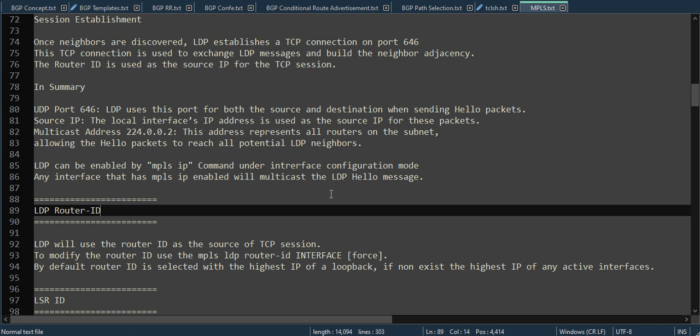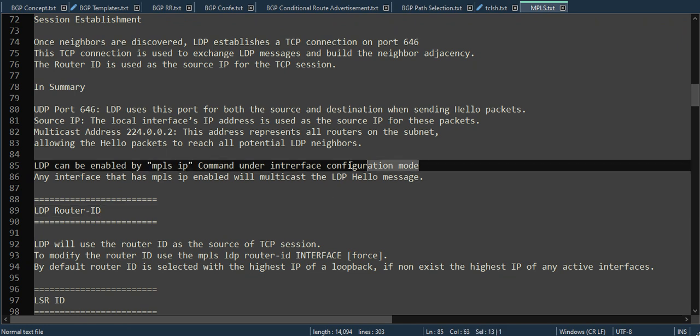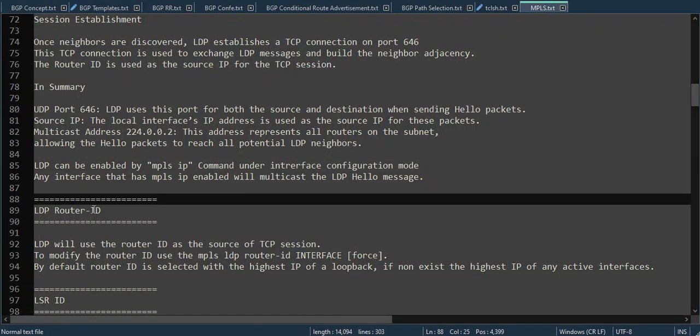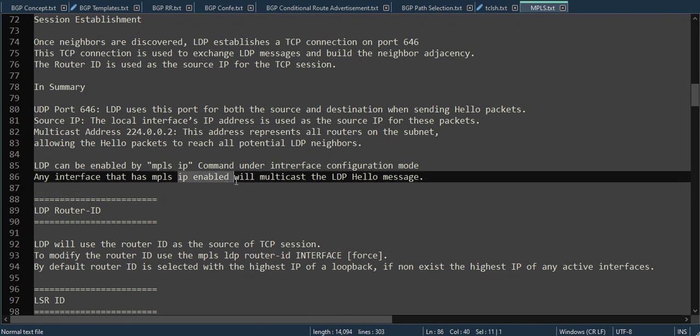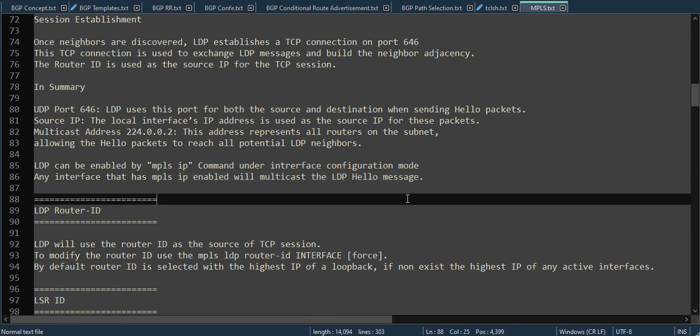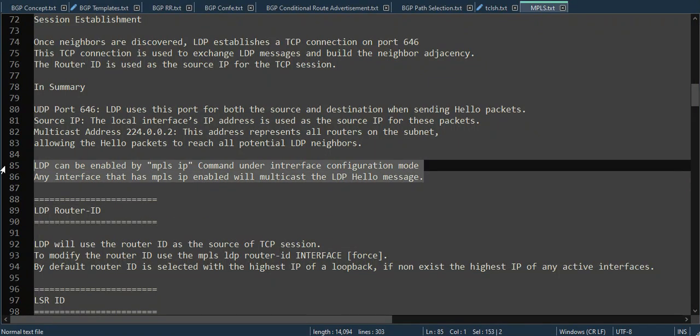Okay, LDP can be enabled by the MPLS IP command in the interface configuration mode. Any interface that has MPLS IP enabled will multicast the LDP hello packets. This is one way to enable MPLS, by enabling LDP. To enable LDP, we can use the MPLS IP command on the interface configuration.